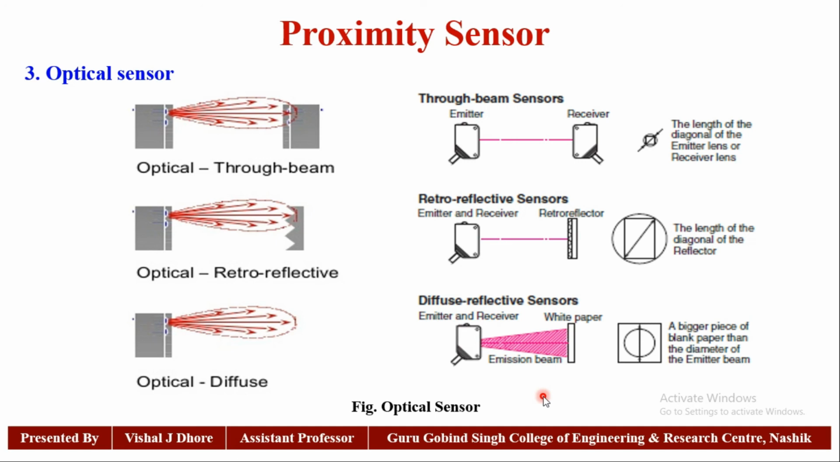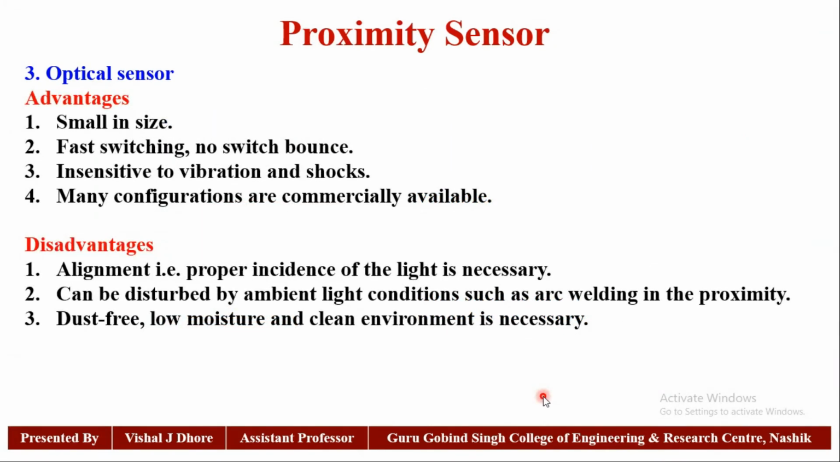Infrared LEDs may be used as a light source. This figure shows the various methods of using light to detect the presence of an object. So let us talk about the advantages. The advantages of optical sensors are small size, fast switching, and no switch bounce. Next, they are insensitive to vibration and shock. Next, many configurations are commercially available.